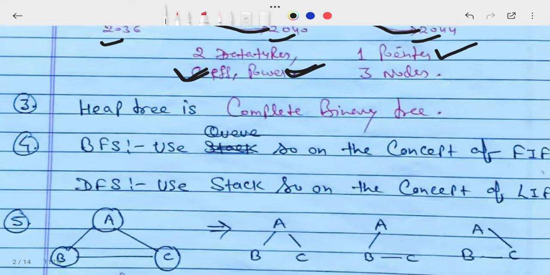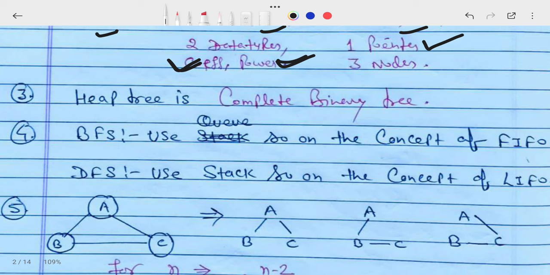Question number 3, he is asking what is a heap tree. A heap tree is a complete binary tree. Just after some time I will explain why it is a complete binary tree.